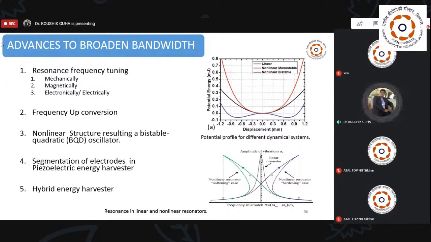Then another technique is segmentation of electrodes in piezoelectric energy harvester. Nowadays people have also started thinking about implementing this technology. And the fifth one is the hybrid energy harvester. We are working mainly on techniques four and five, to develop our energy harvester using the segmentation method and also a good hybrid energy harvesting mechanism.